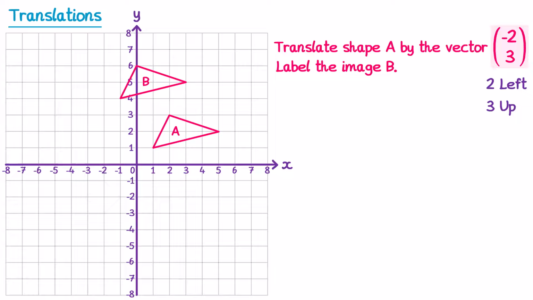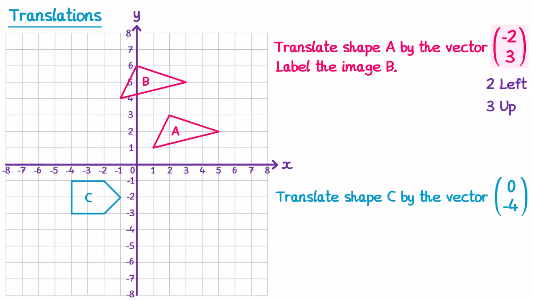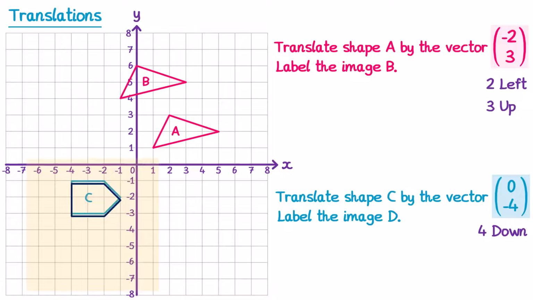Now let's try a second example, so this time we've got this shape here, and the question says translate shape C by the vector 0, -4, and we need to label the image D this time. So this vector here means we don't move to the left or right at all because there's a 0, but we do go 4 down. I'm going to do this one with the tracing paper technique. So if I trace around this shape, and then keep my eye on one of the corners, I just need to move it 4 squares down. So 1 down, 2 down, 3 down, 4 down. And we'll draw the resulting shape here, and this one needs to be labelled D.